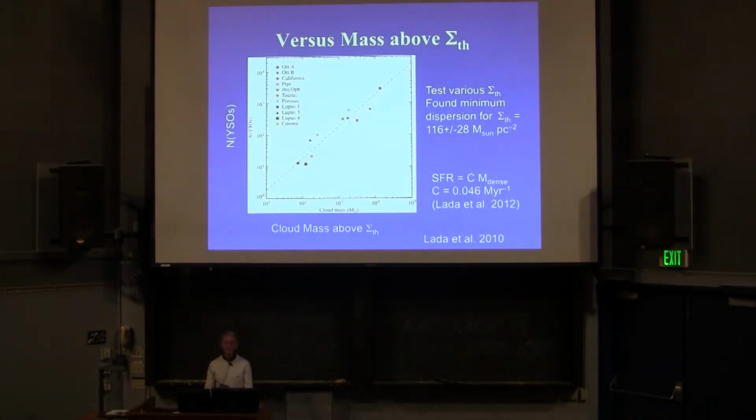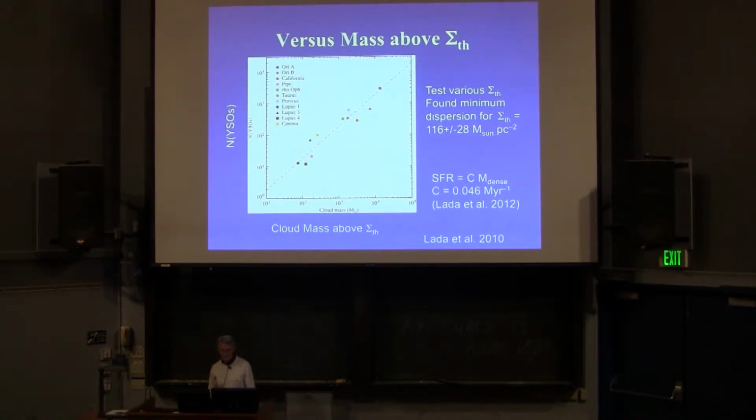So Charlie tried looking at the mass versus different surface density thresholds. So what if we just count the mass above some surface density contour? And he found that he got a minimum dispersion for a surface density threshold of about 116 solar masses per square parsec. And then he got rather good correlation between the number of YSOs and the cloud mass. So he proposed that the star formation rate is some constant times the mass of dense gas. Now notice this is linear, not 1.4 or 1.5.